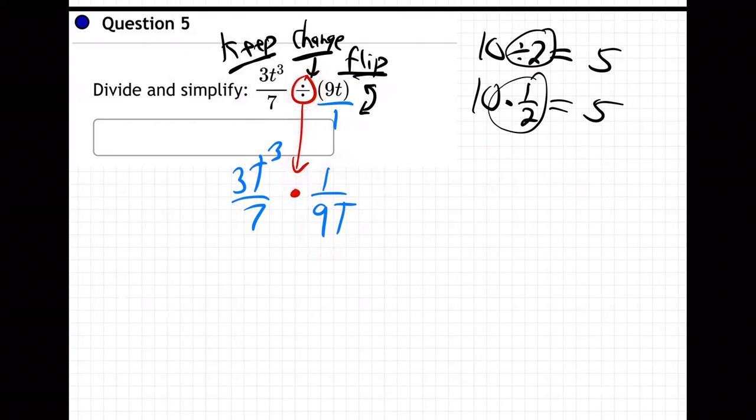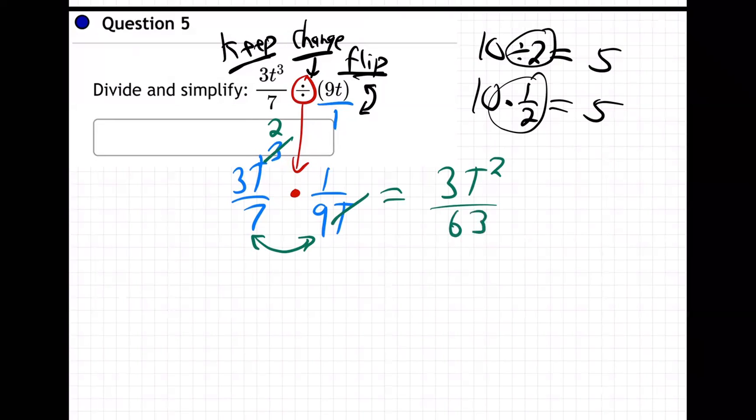All right, so now it's a multiply problem, and you know how to handle multiply problems, right? We can cancel items that are added and subtracted. So what happens is this t cancels, leaving t squared up there, doesn't it? Because t cubed means 3 t's. One of those canceled with the 1 down below. So what are we left with? 3 t squared over 7 times 9.